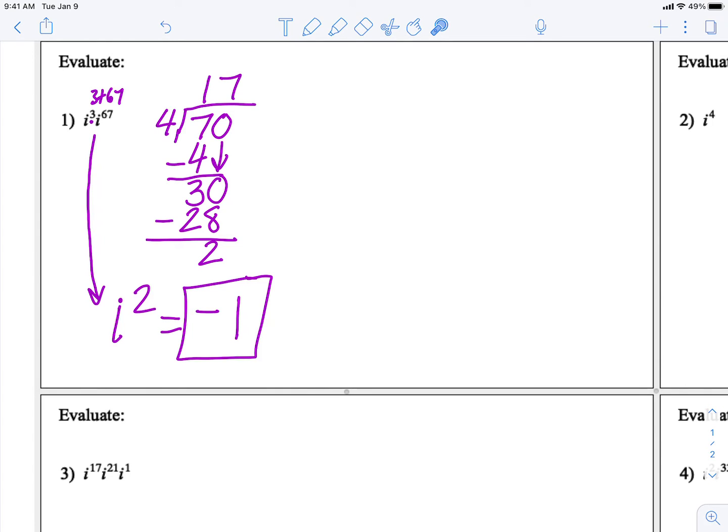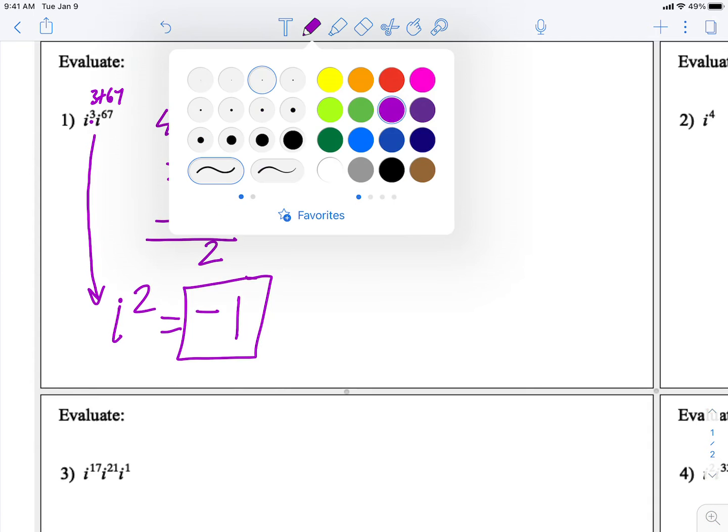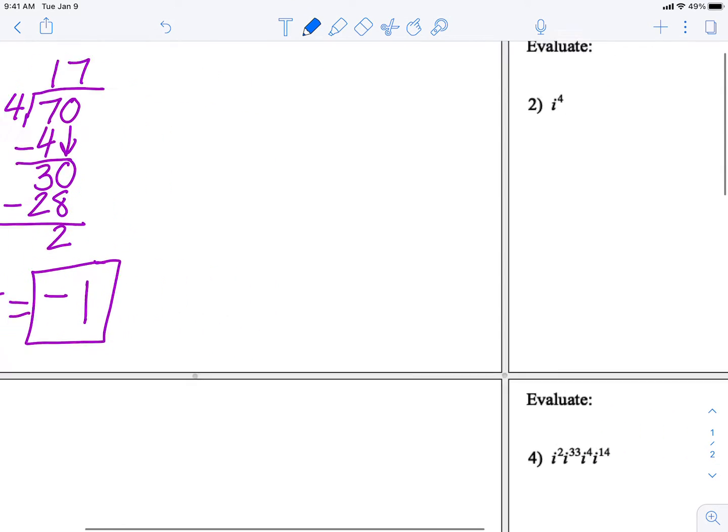Make sure you're copying everything down. If you miss something, you can rewind it, right? If you need to copy, you can pause it. All right, let's move on to the next problem.